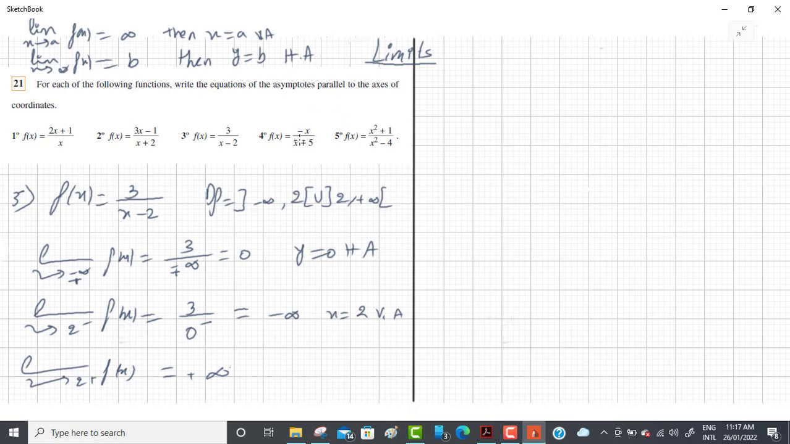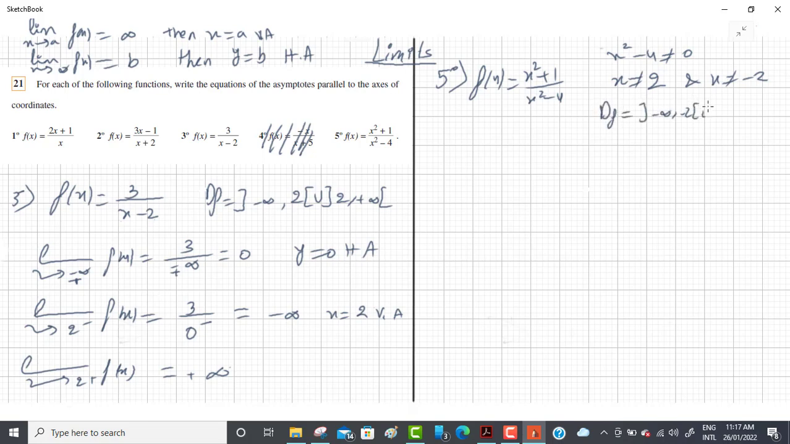Part 4 is the same as parts 1 and 2, nothing different. I'm not going to solve it. Part 5, f of x equal x squared plus 1 over x squared minus 4. Firstly, to determine the domain of definition, you should say the denominator is not equal to 0. You can solve it using delta, or x squared not equal to 4, x not equal to 2 or x not equal to minus 2, or using a calculator. In different ways you can solve this quadratic equation. Domain of definition equal minus infinity, minus 2, union with minus 2, 2, union with 2, plus infinity.